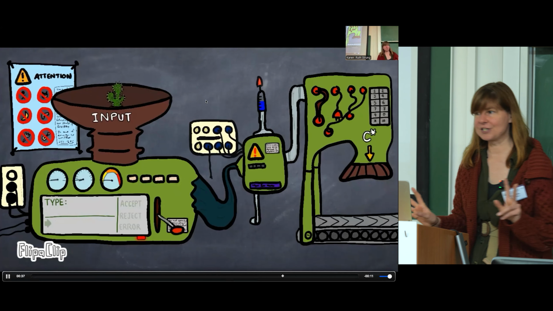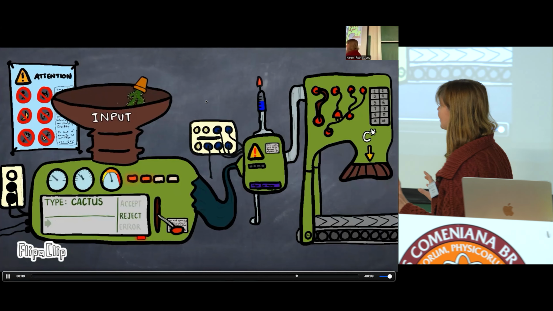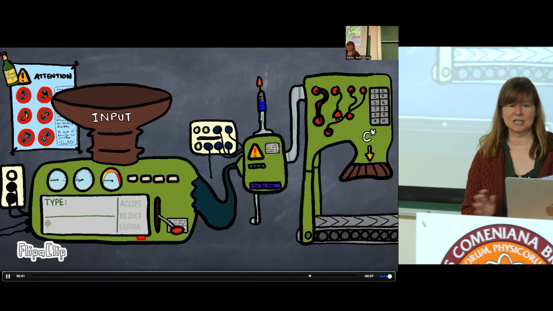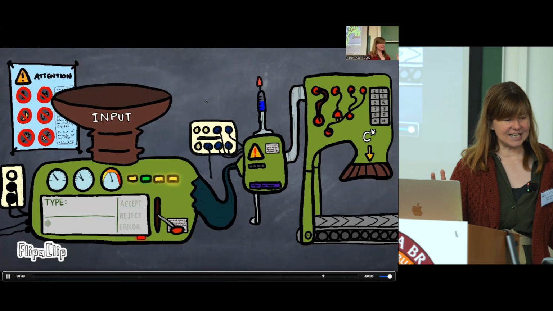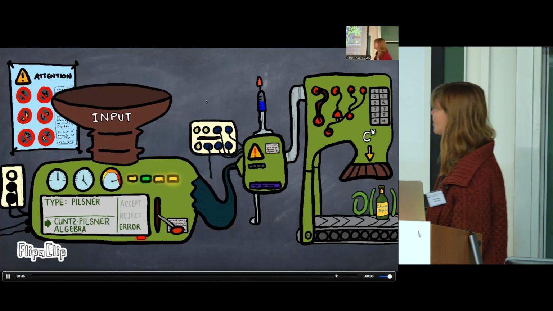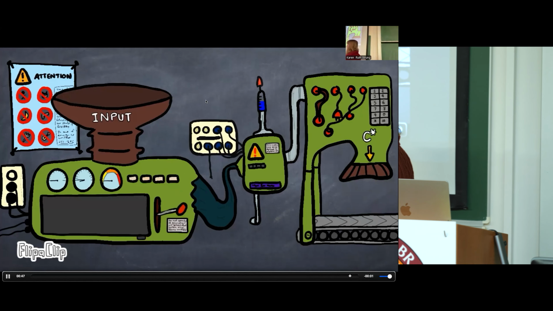Of course, not everything works. If you try to throw in a cactus, it's going to just spit it out. If you try to throw in a Pilsner, then autocorrect really wants to make this work, so we get these things called Cuntz-Pimsner algebras.